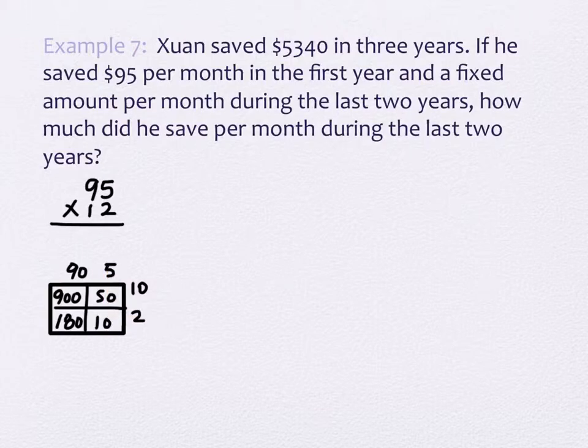And then we're wanting to add these up. So I have 900 plus 180, 50, and 10. What am I going to get? Somebody have it yet? Yeah, it's 1,140. Okay. So I have 1,140. So this is step one. I found out how much I saved in year one. Now what?